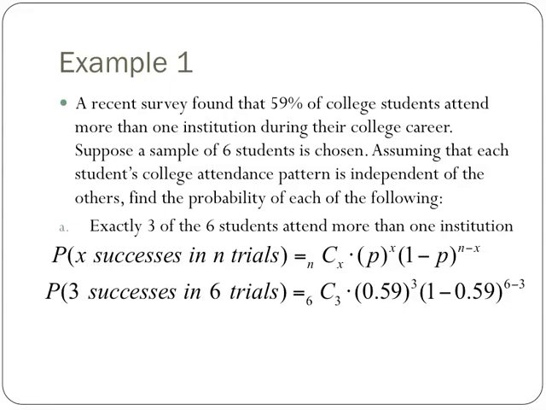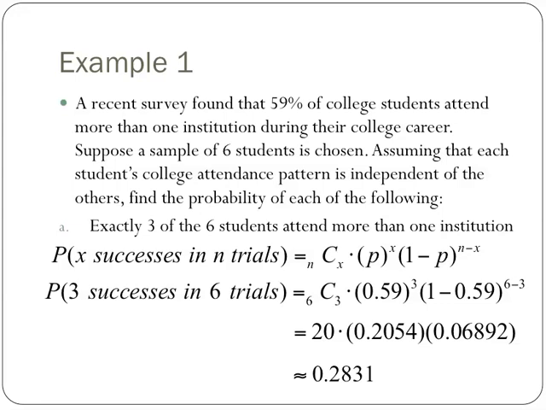Simplifying this, we end up with 20 times 0.2054 times 0.06892. And multiplying that comes out to be about 0.28. So about a 28% chance that exactly 3 out of the 6 students attend more than one institution.